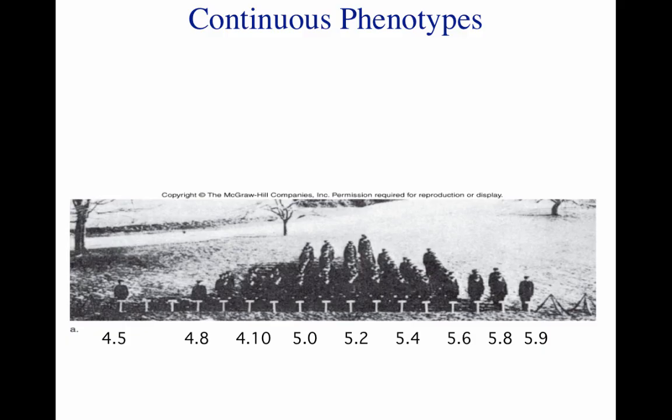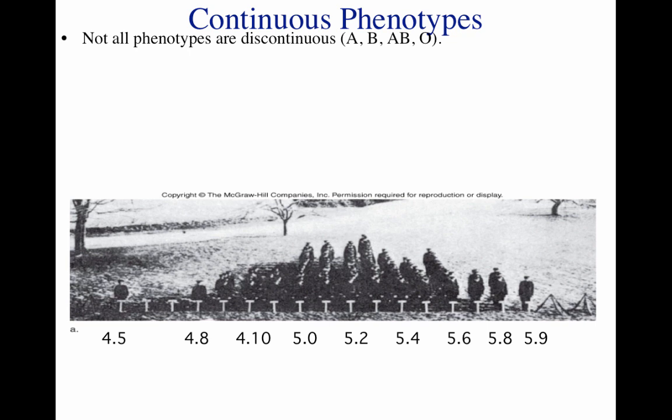Okay, I'd like to talk now about the difference between a continuous phenotype and a discontinuous phenotype. Most of the phenotypes that we've talked about before are discontinuous, like the blood types. You're either A, you're B, you're AB, or you're O. There's no in between. You can't be A and a half or B and three quarters. You either are or you aren't. Many phenotypes, perhaps most phenotypes, are continuous in their nature. And height is a perfect example.